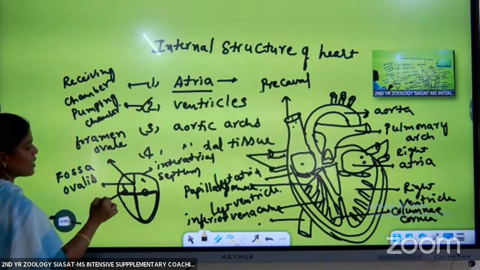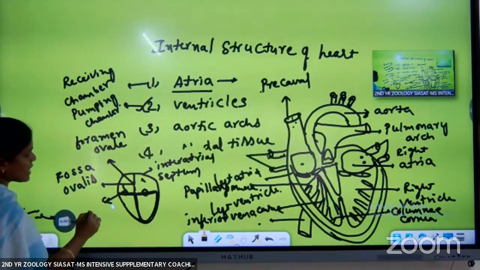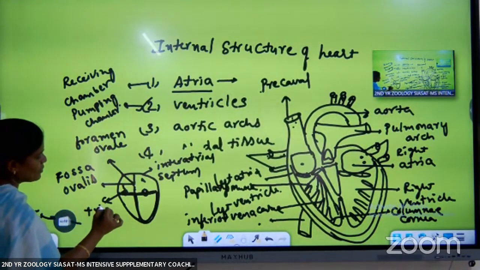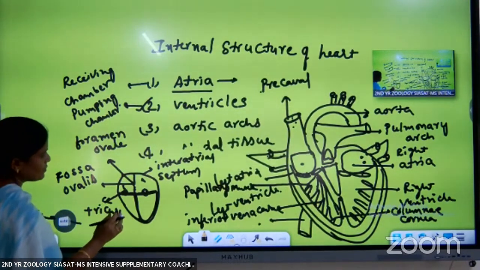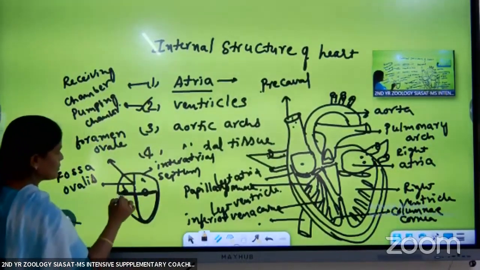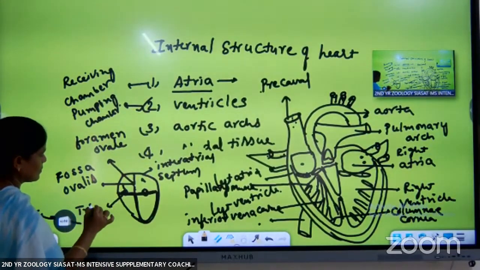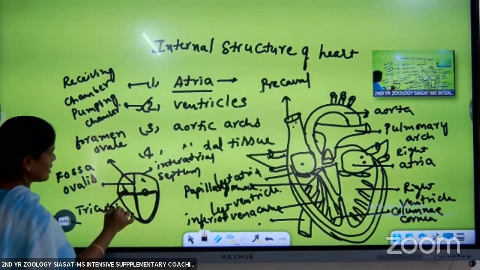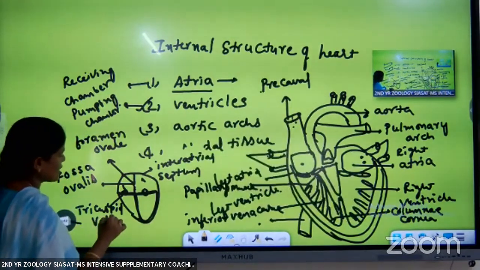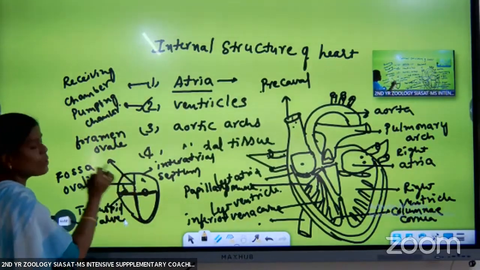These apertures are guarded by valves. The first one, on the right side, is called the tricuspid valve. What is the use of this valve? This valve mainly prevents the backward flow of blood from the ventricle to the auricle.